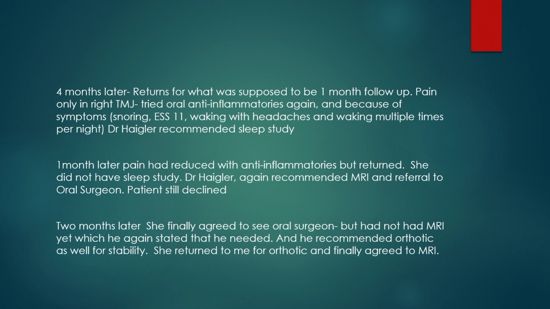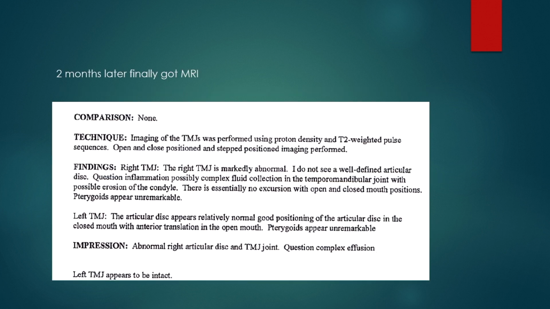So we did an orthotic. She finally agreed to the MRI. And these findings basically show in the right, there was not a well-defined articular disc, and there was a complex fluid collection within the joint space. So it was mixed radiopacities. And she couldn't really do excursives on the right side. The left side, though, appeared pretty normal.